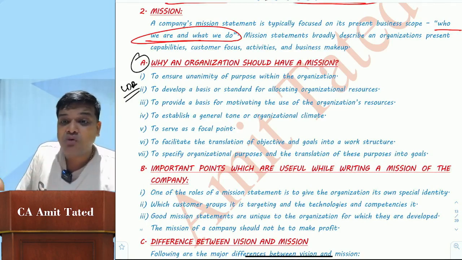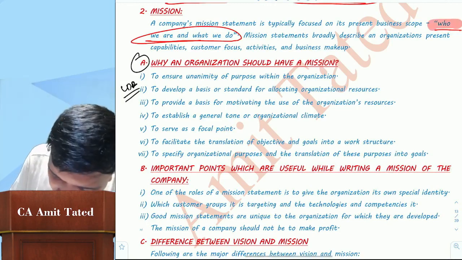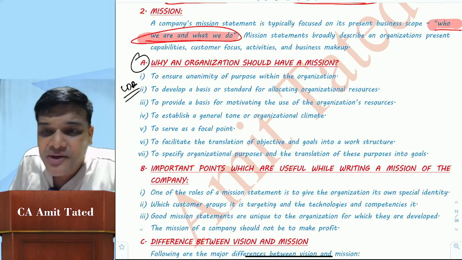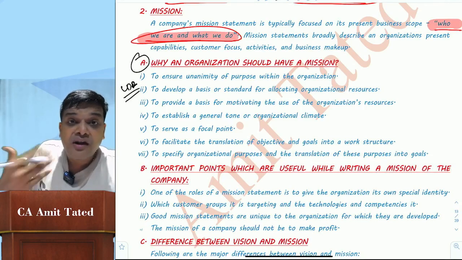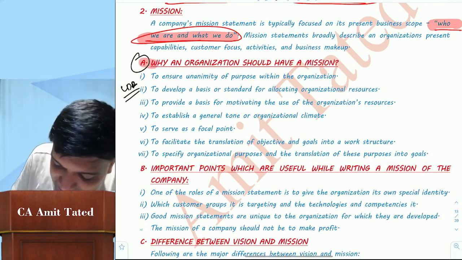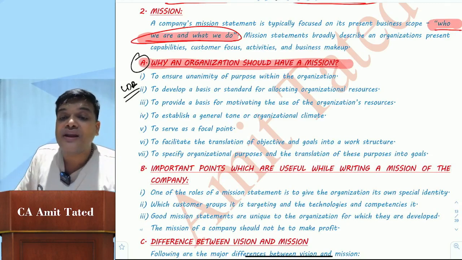Mission. What does mission mean? Who we are, and what we do. That is called mission. Why should an organization have a mission? Reason is simple. The mission statement is required for a total of 7 points.